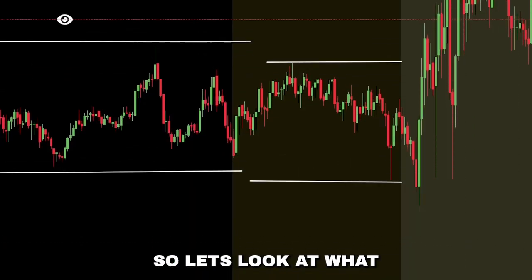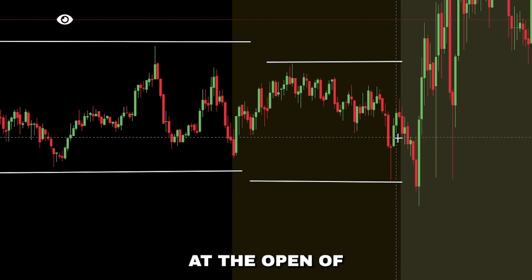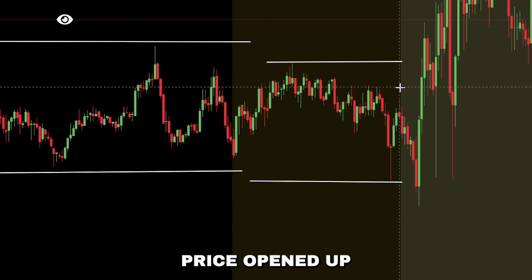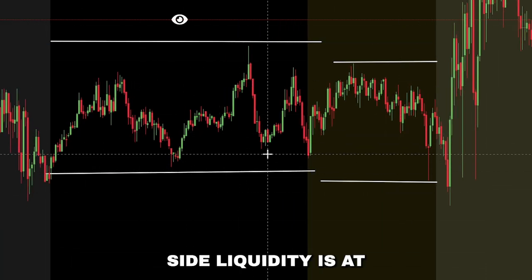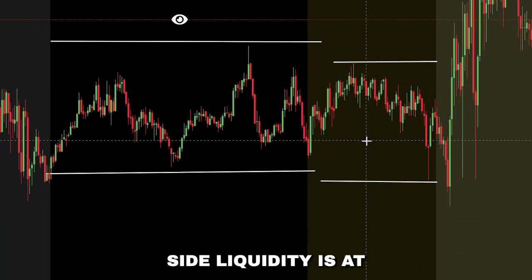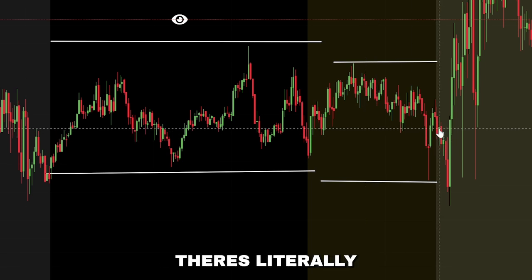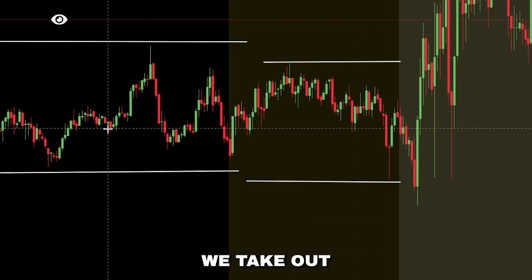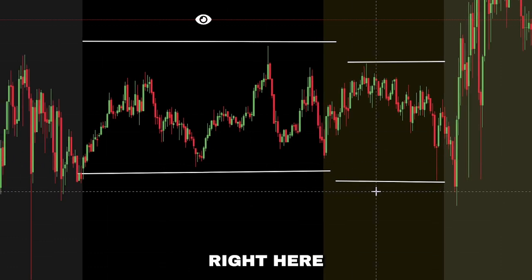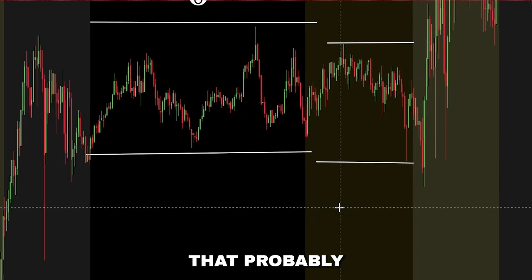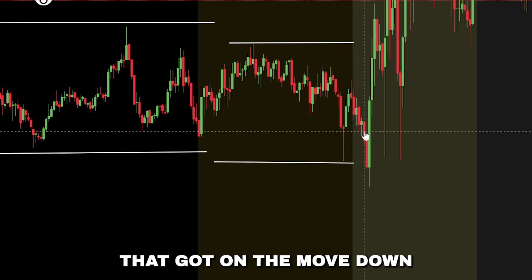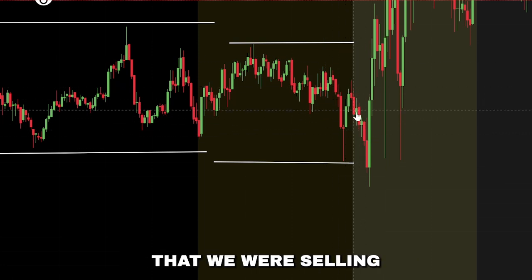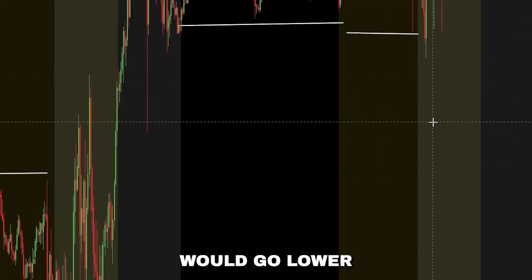So let's look at what price did at the open. At the open of NY, price opened up, and what did we do? Look at where our sell side liquidity is at. And then look at what price does literally 30 minutes in. We take out all of these lows right here, and then that probably gets all of these people who thought on the move down that we were selling and probably would go lower.